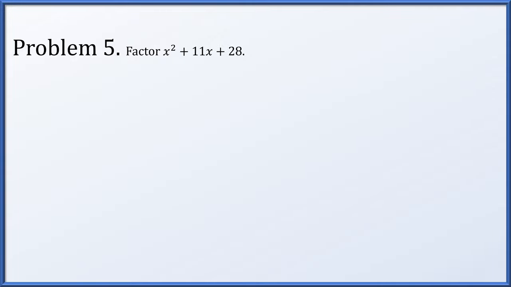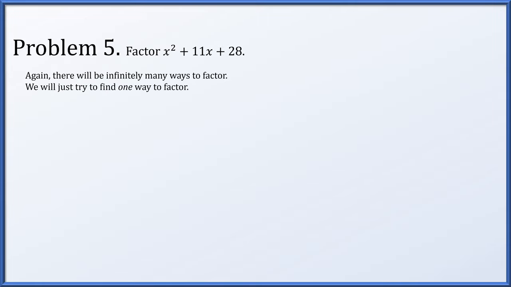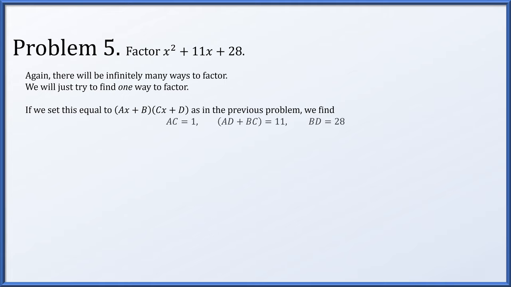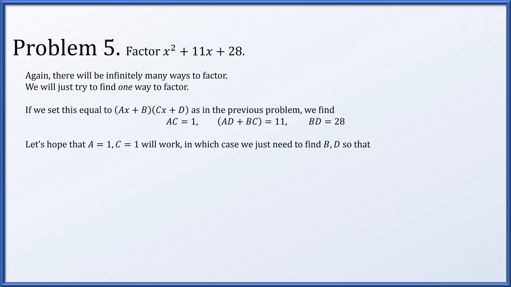Next, let's factor x squared plus 11x plus 28. Again, there are infinitely many ways to factor this, just as in problem 4, but there is one, quote, nicest, end quote, kind of way to do it. Okay, so we're just going to try to find one way to do it. If we set it equal to ax plus b times cx plus d, like in the previous problem, we would need a times c to be the quadratic coefficient 1, ad plus bc to be that linear term 11, and b times d to be 28.